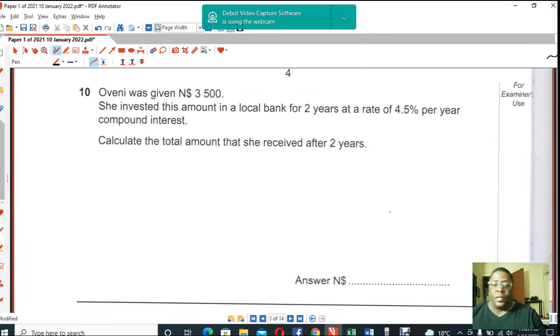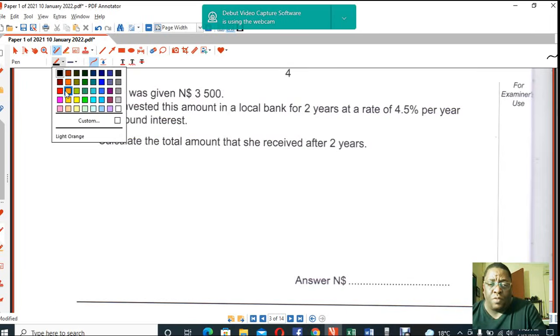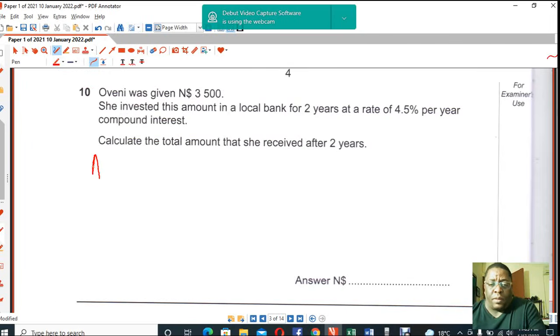Question 10. Oveni was given 3,500. She invested this at a local bank, and it's compound interest. You can use the formula if you know the formula. You do not get a mark for writing the formula. Okay, the principal, which is 1 plus the R, which is always a percentage, so point N, which is the number of years. So in order for us to find the amount, because this is what this question is asking, it's asking for the total amount.